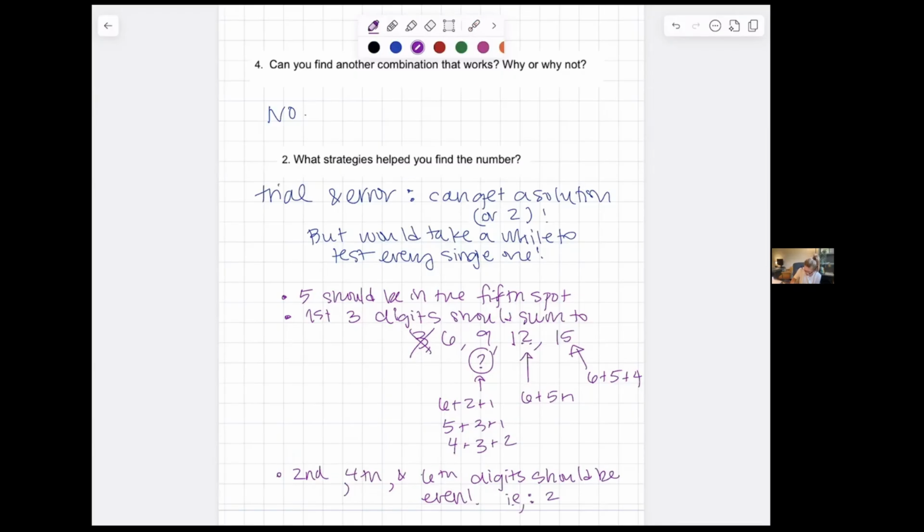Well, we have 2 could be in one of those places. We have 4 could be in one of those places. And we have 6 could be in one of those places. But we don't have 8 to use. And we don't have 10 to use or anything beyond that, right? So it means that 2, 4, and 6 have to go in the second, fourth, and sixth spots.